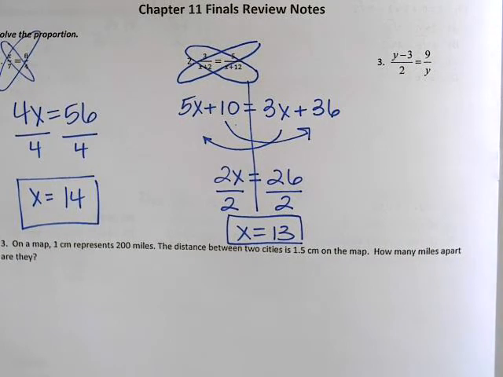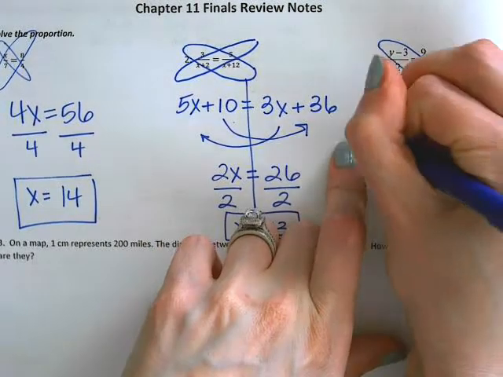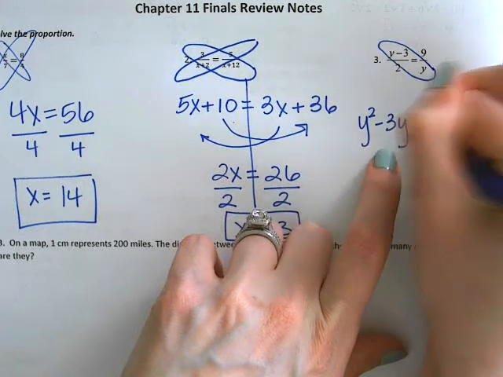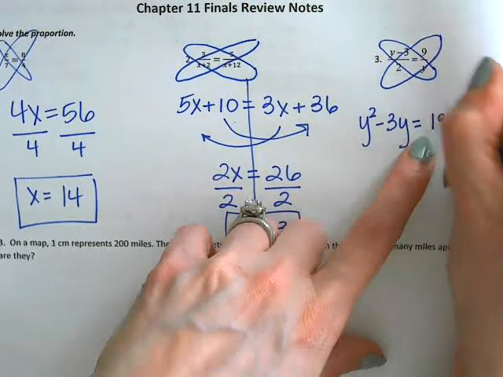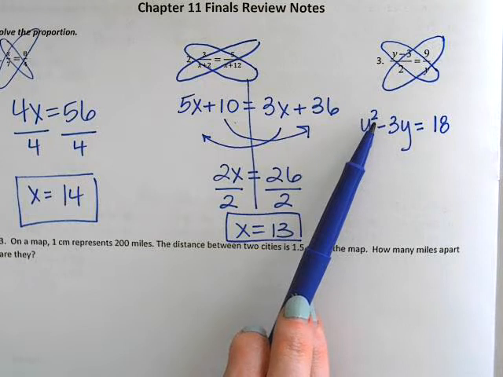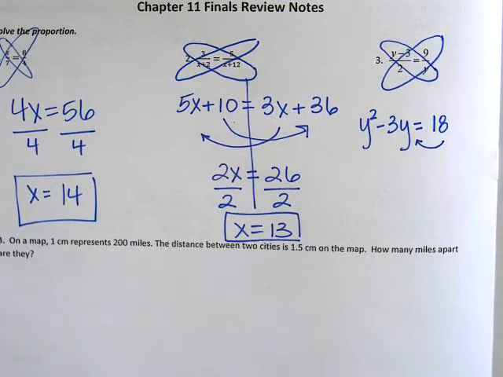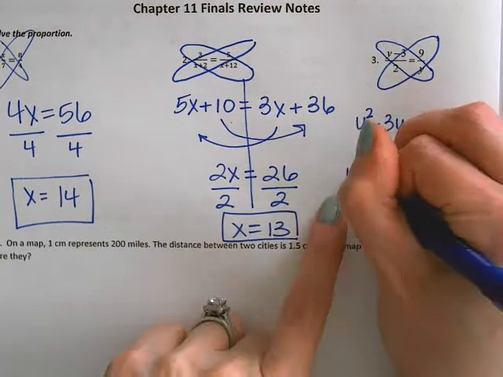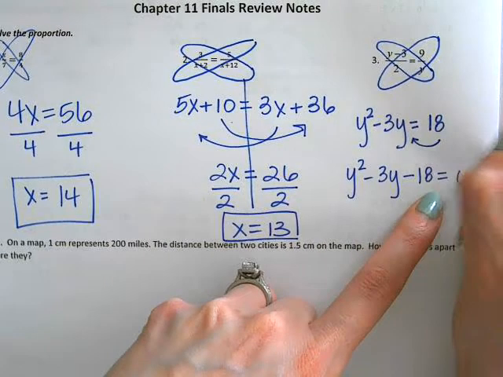All right, number 3, same thing, cross multiply. Y times y minus 3, you got to distribute. It's y squared minus 3y equals, and then 9 times 2 is 18. Now this one's quadratic when it's squared, so that tells you we need to minus the 18 over and set it equal to 0. So now we have y squared minus 3y minus 18 equals 0.